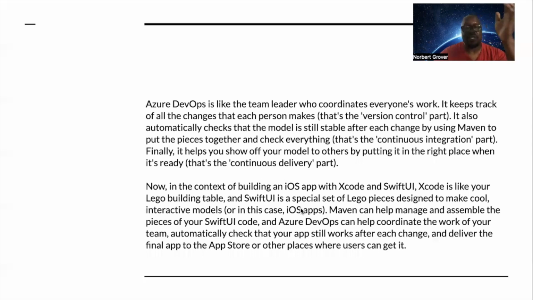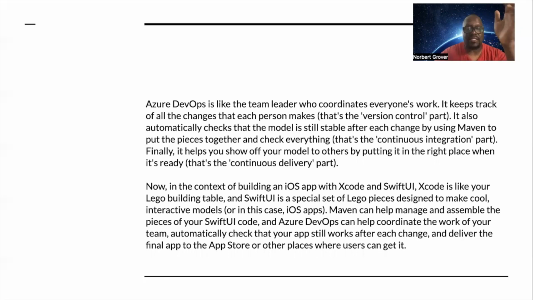Azure DevOps is like the team leader who coordinates everyone's work. It keeps track of all the changes that each person makes, and that's the version control part. It also automatically checks that the model is still stable after each change by using Maven to put pieces together and check everything. And that's the continuous integration part. Finally, it helps you show off your model to others by putting it in the right place where it's ready. That's the continuous delivery part.